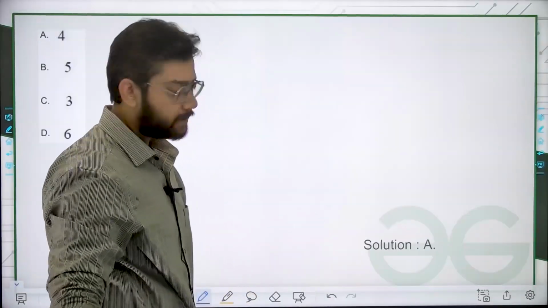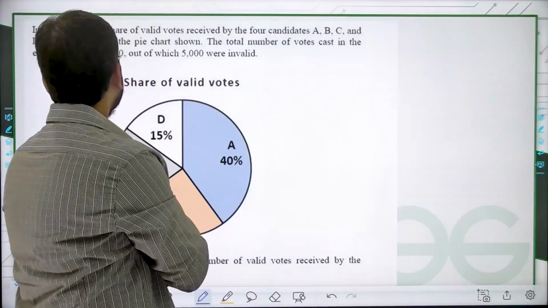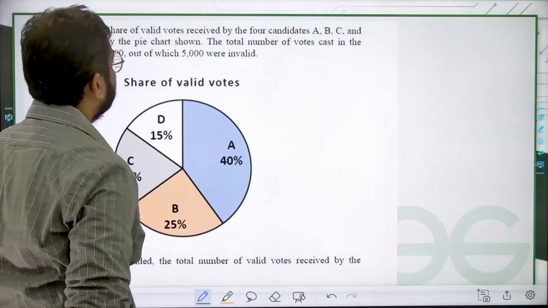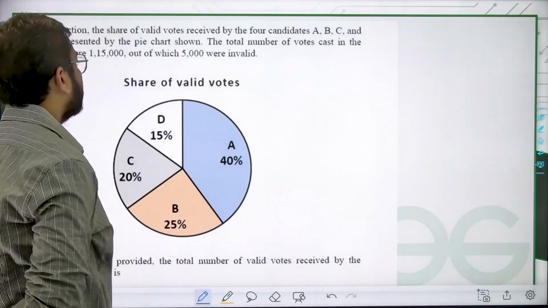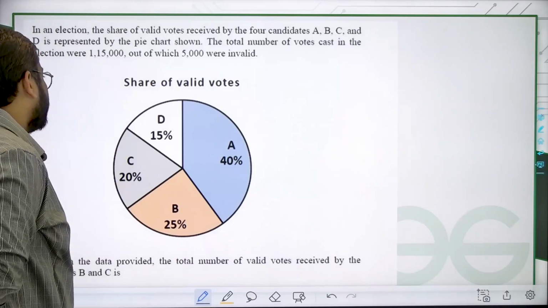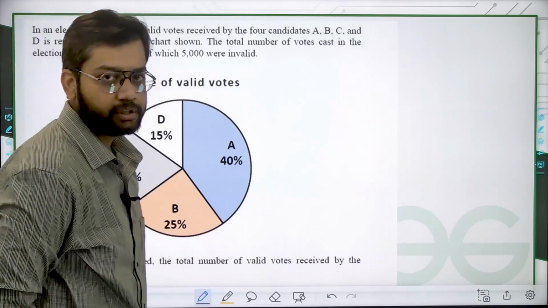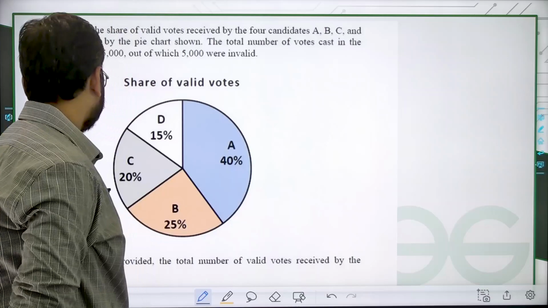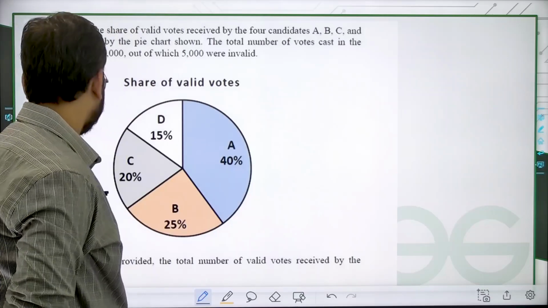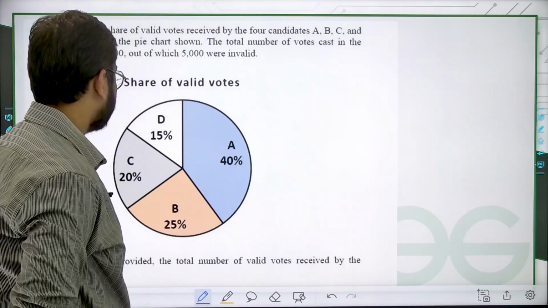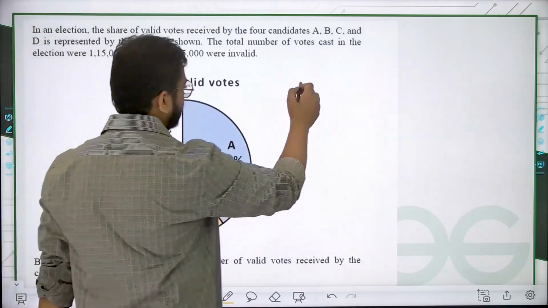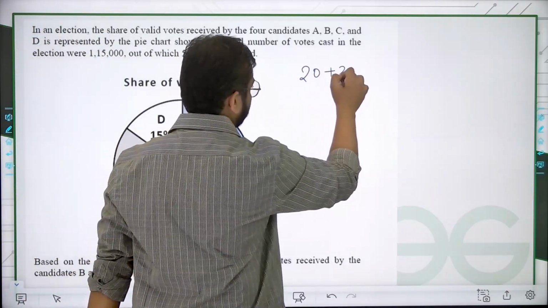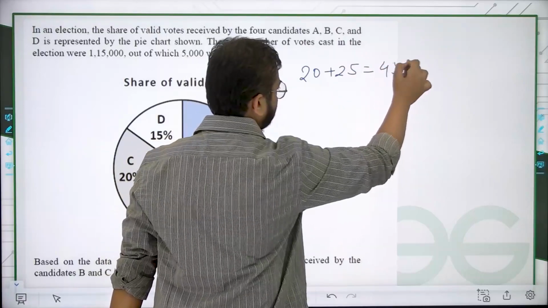Next, in an election, the share of valid votes received by the four candidates A, B, C, D is represented by the pie chart shown. The total number of votes cast in the election is 115,000, out of which 5,000 are invalid. Based on the data provided, what is the number of valid votes received by candidates B and C? B and C constitute 20 plus 25, that is equal to 45% of the votes.